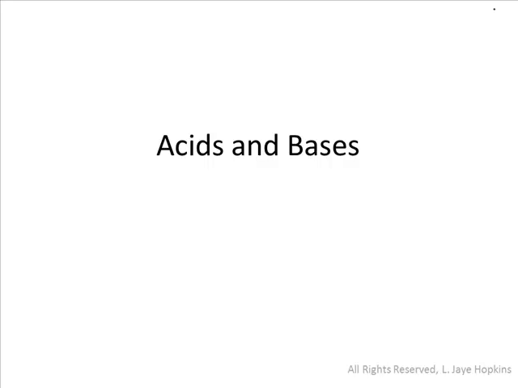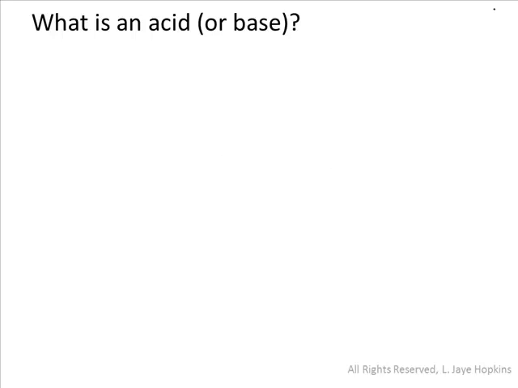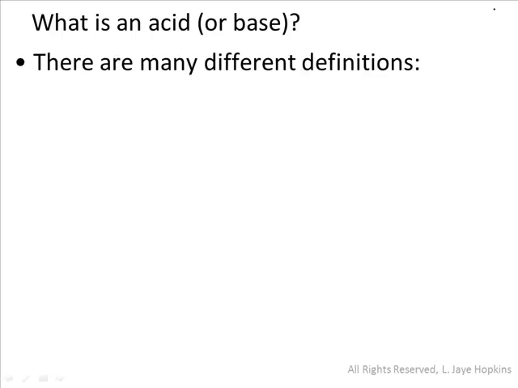In this section, we'll learn a little bit about the chemistry of acids and bases. What does it mean to say something is an acid or a base? Well, actually, there's a lot of different ways to define what an acid is and what a base is. The different definitions are used in different areas of science and different branches of chemistry.